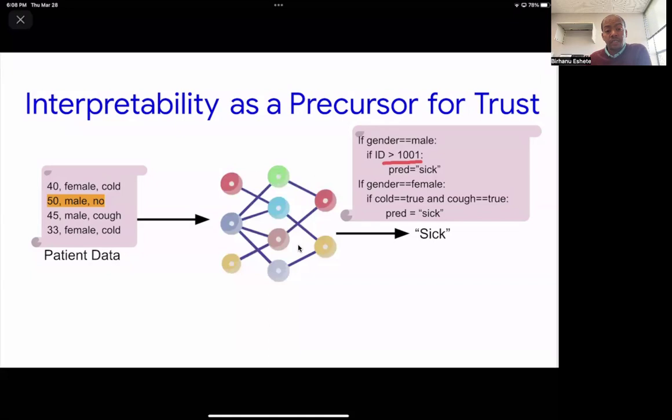So as you can see, when you look at the logic or the decision rules for gender equals female, it doesn't really look at this ID feature.